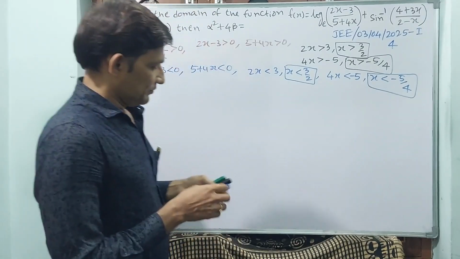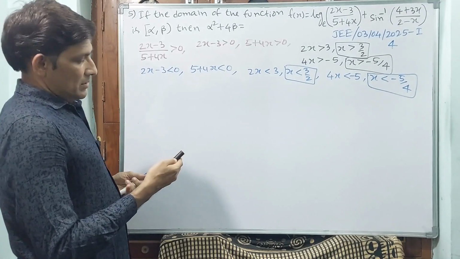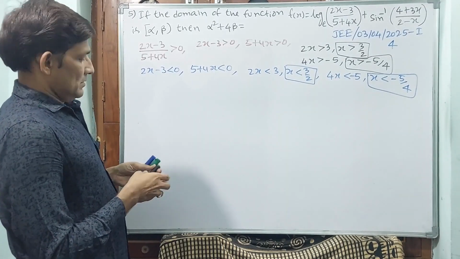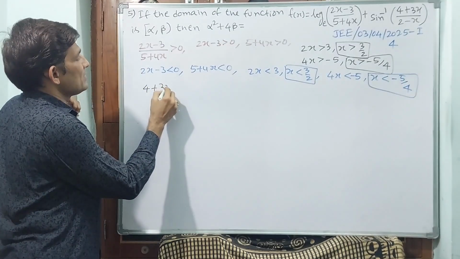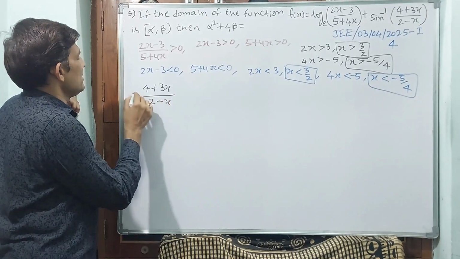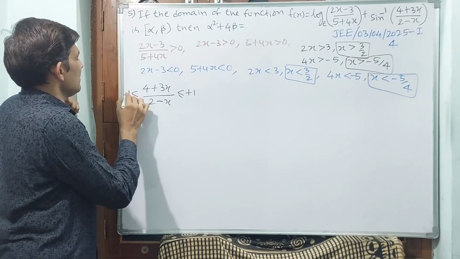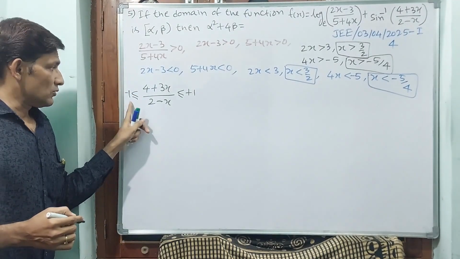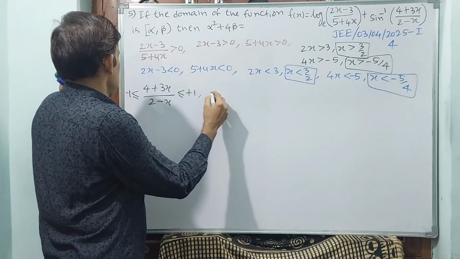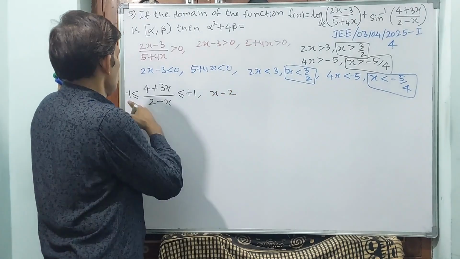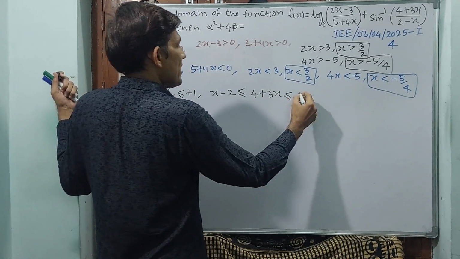Now go for here also. That also we have to see. Let us see that also. Sine inverse. That means that function, (4 plus 3x) by (2 minus x), should be equal to also will be there here. Equal to also. Minus 1 to plus 1. This value should be in this range. We know very well. Then shall I say, x minus 2, 4 plus 3x, 2 minus x.